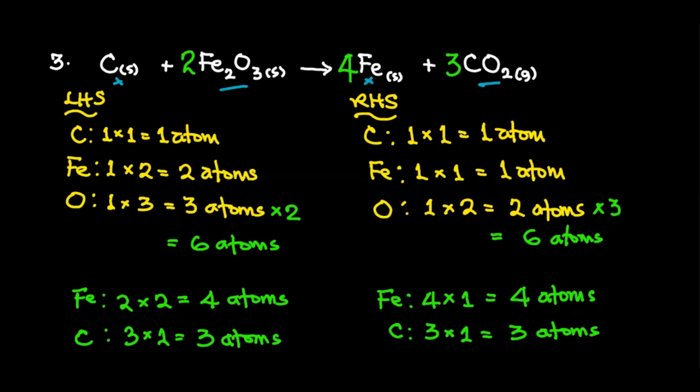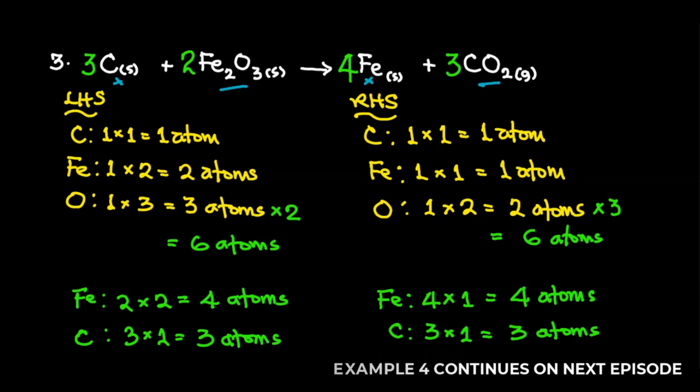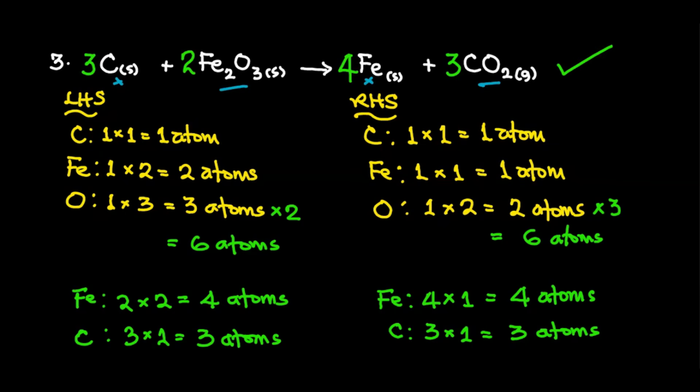atoms. So if we add 3 here, by adding 3 here, our number of carbon atoms is balanced on both sides, 3 atoms. Number of iron atoms on both sides is now balanced, 4 on both sides. And then oxygen is 6 atoms on both sides. So our equation is what? Balanced. All right, let's move on to the next example.